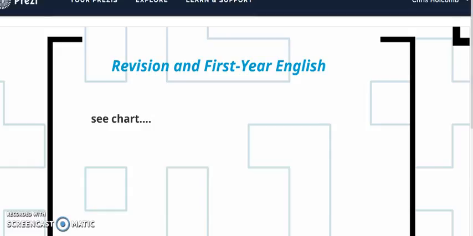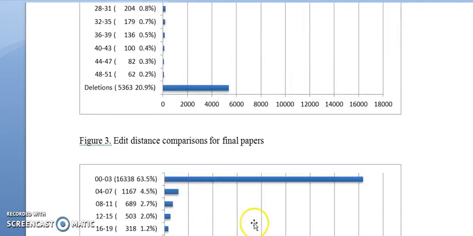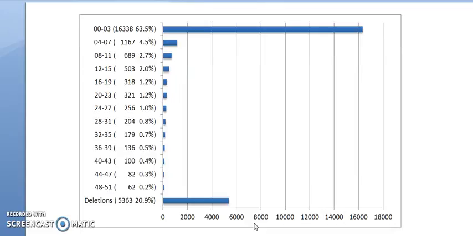So let's take a look at one piece of output from that algorithm. This is a chart representing revisions in a large selection of English 101 and 102 papers. And the big conclusion here is that students aren't revising as much as we'd like them to.